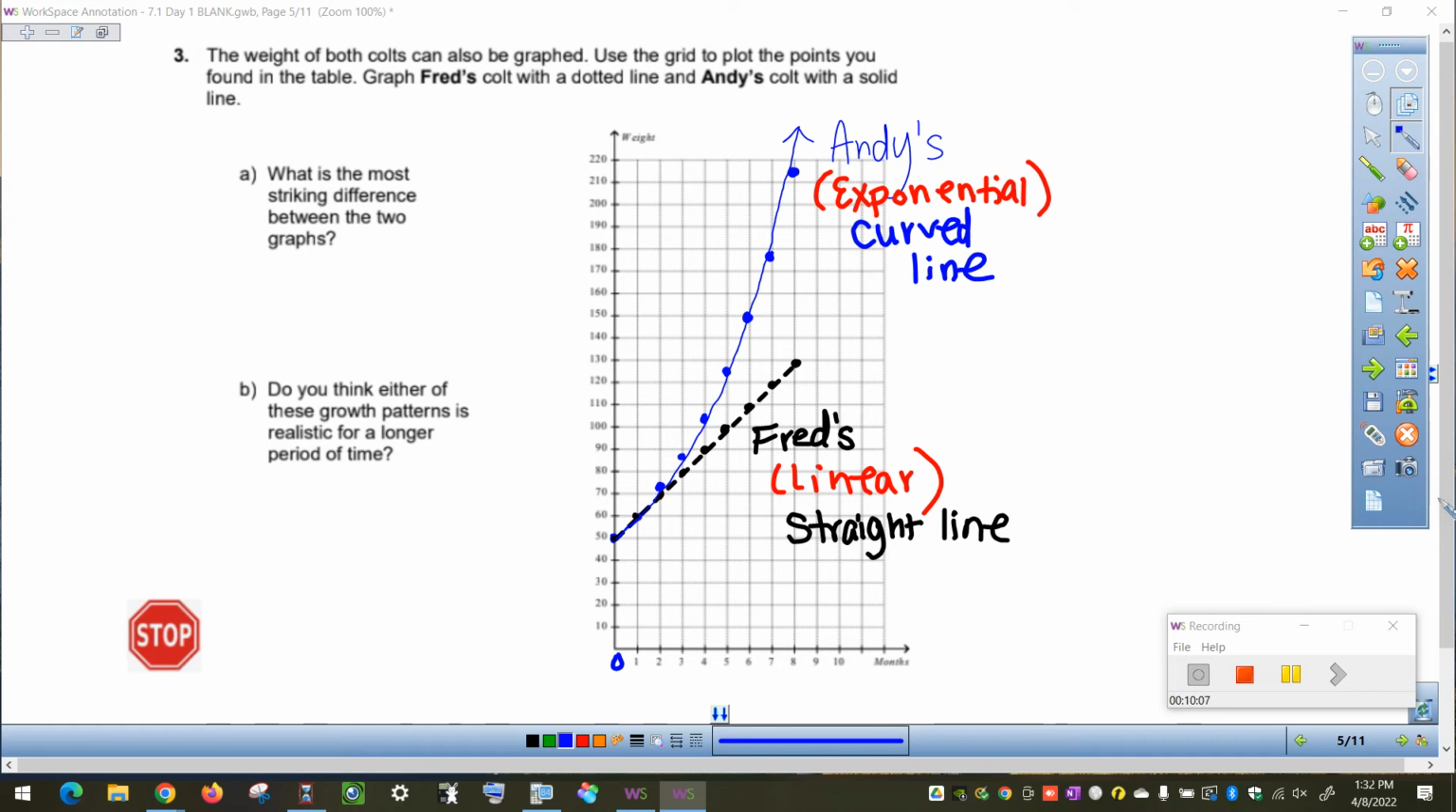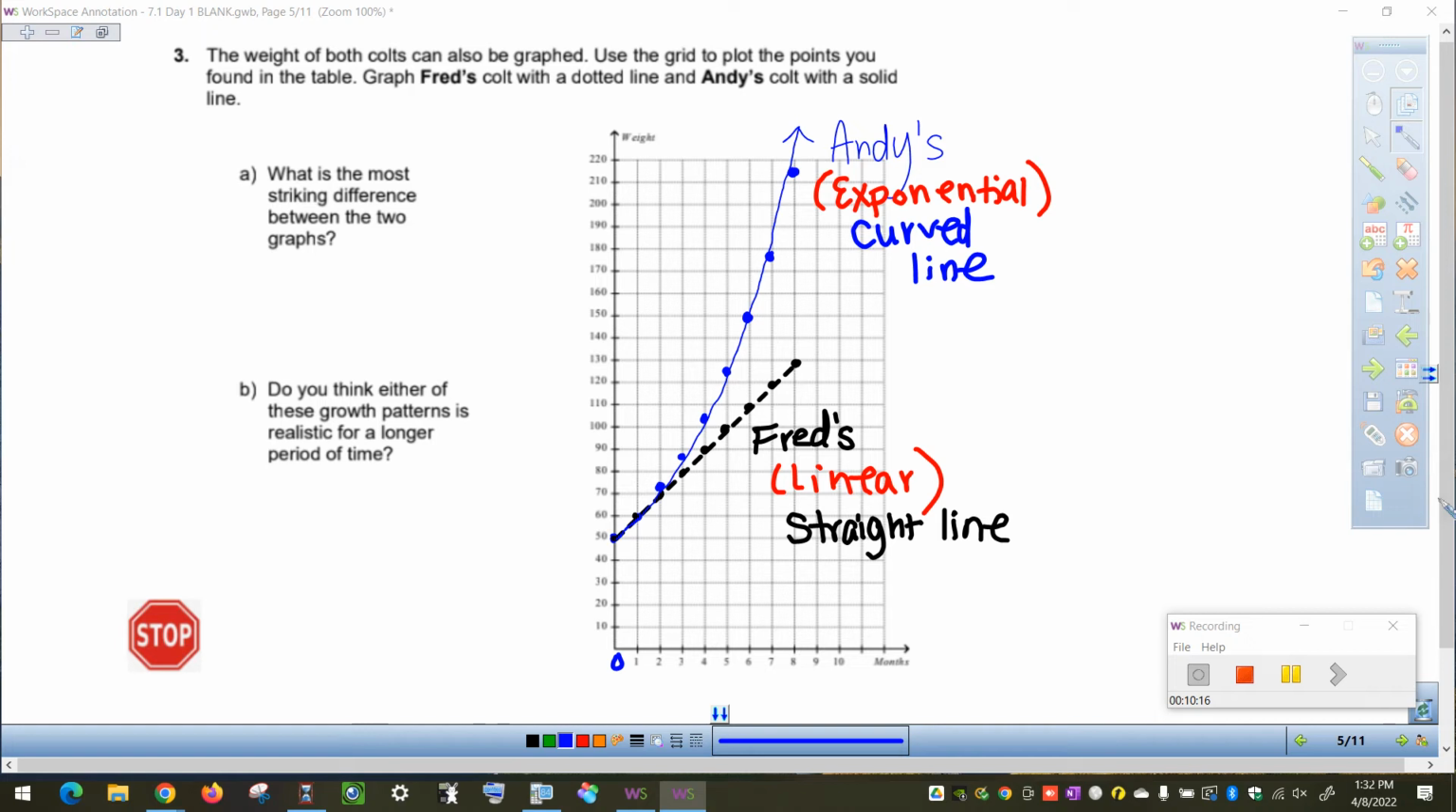Okay, so we're going to take, oh, I'm sorry, I almost forgot about part B. Do you guys think that these growth patterns are realistic for a long period of time? No. At some point, these horses, I mean, it's not going to be like a 1 million kilogram monster horse, right? That would be quite scary. At some point, that growth is going to slow down and probably stop altogether.